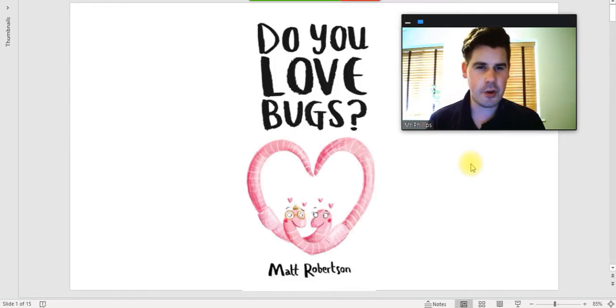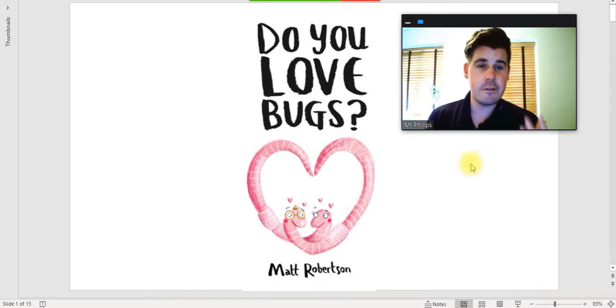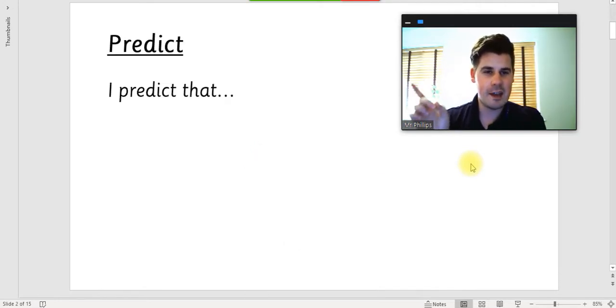So in this book, Do You Love Bugs by Matt Robertson, what do you predict is going to happen? Do you think it's going to be a storybook? Do you think it's going to be an information book? If it's an information book, what do you think it's going to give us information about? If it's a storybook, what do you think the story is going to be about? Pause there and have a little think about what you predict this book is going to be about. You can either write it down or tell someone that you're with. Remember, start with, I predict that.